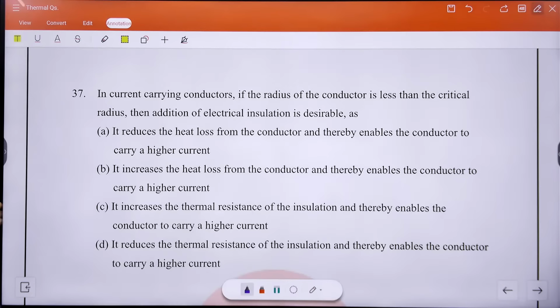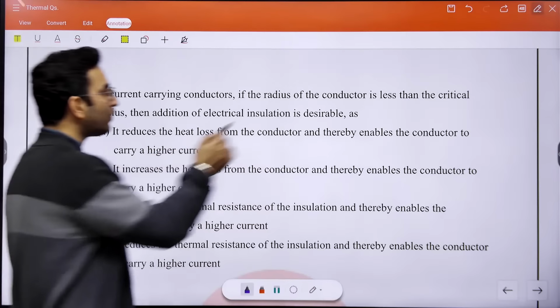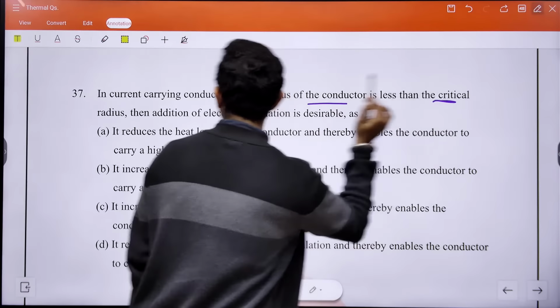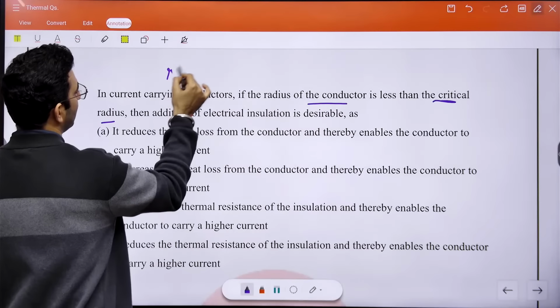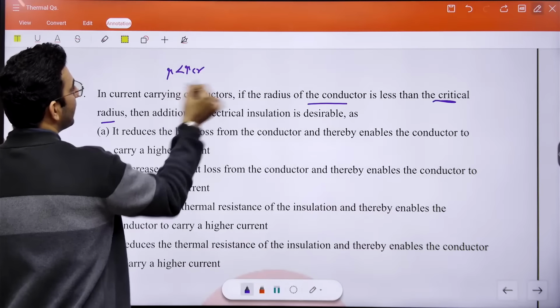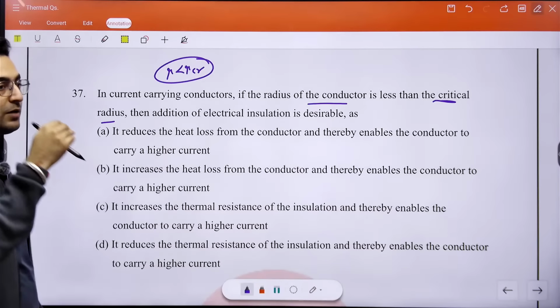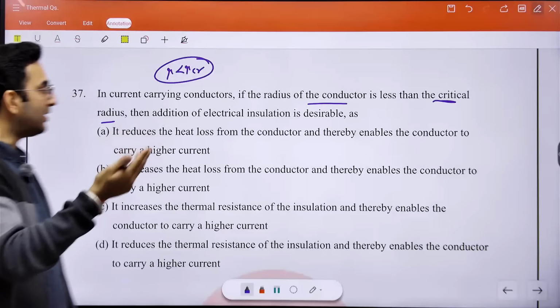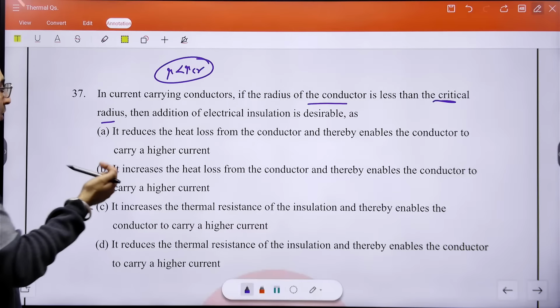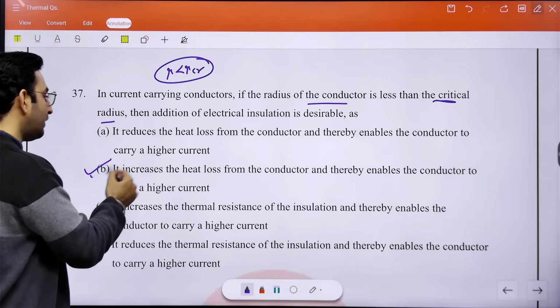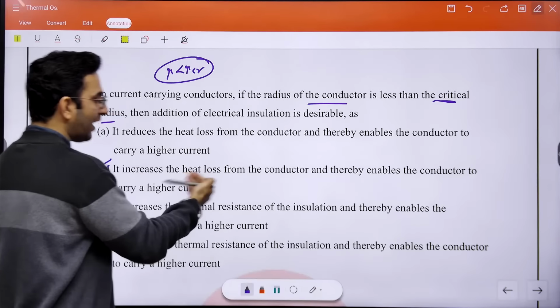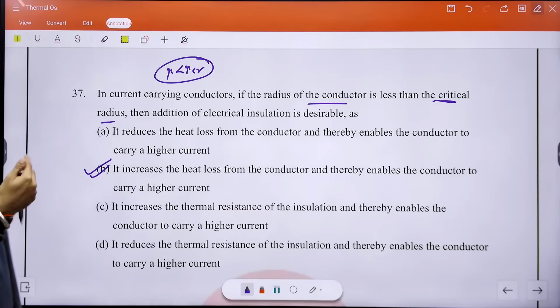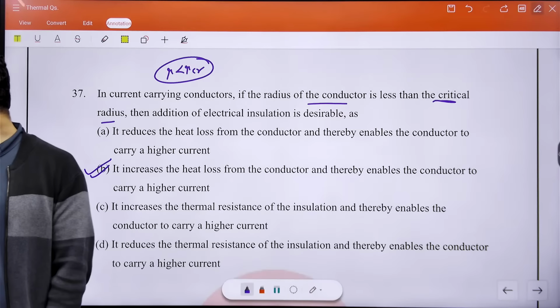Next, in a current carrying conductor, if the radius of the conductor is less than the critical radius, so that's a simple case. If it is less than the critical radius, what are you going to see? That by adding further insulation, the heat transfer is going to be increased. So I can say with the higher heat transfer or higher heat loss, a large amount of current can easily flow through the wire. So option number B will be the correct answer in this case. So that's a simple one.